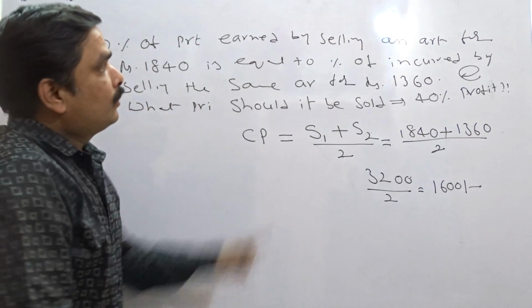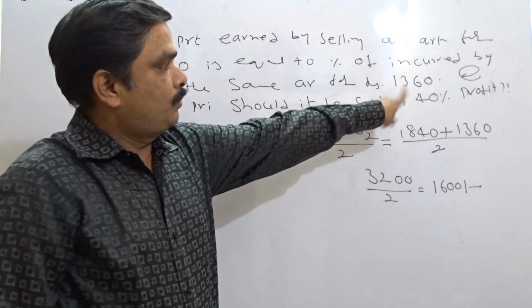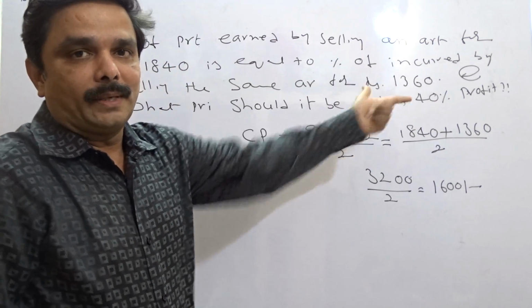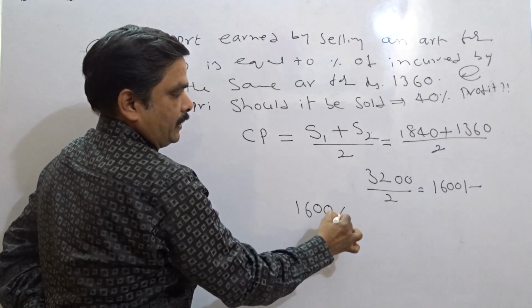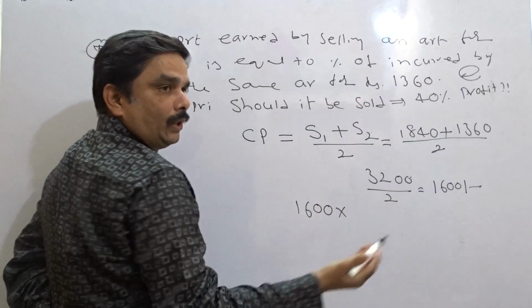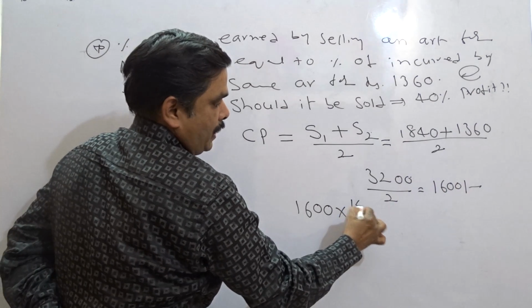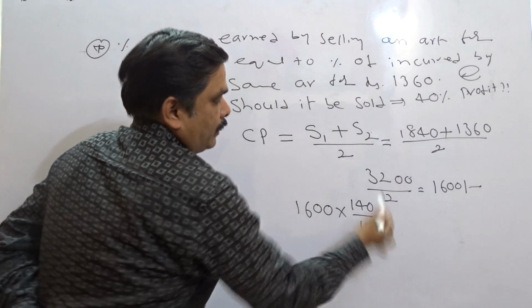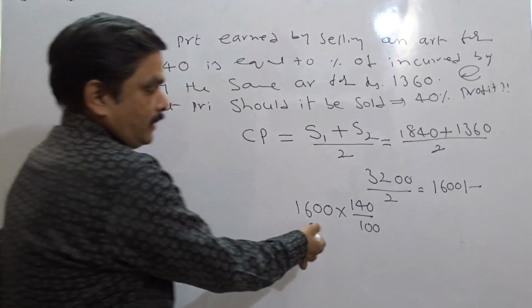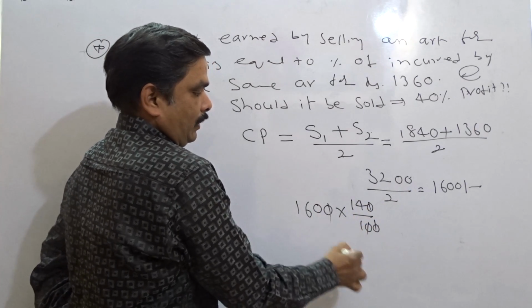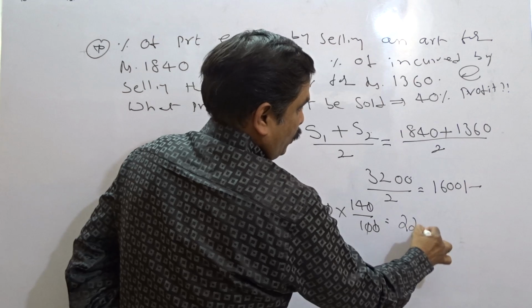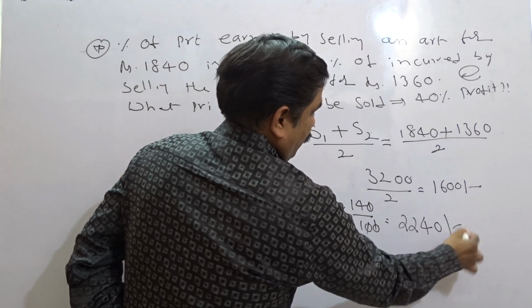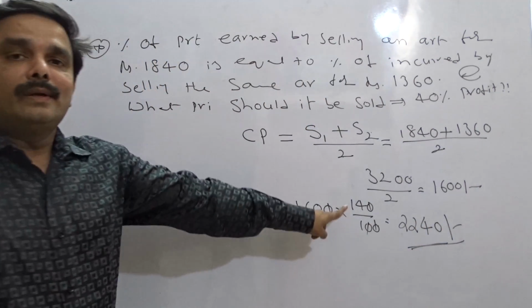Alright. Now the question is, at what price it should be sold to get a profit of 40%. We have been learning these simple methods, right? 1600 cost price into, I need to get a profit of 40%, so it should be 140 by 100. Do this one and this one, right? 1600 into 140 by 100, after multiplying you will get 2240 as the right answer. You have to go in this way.